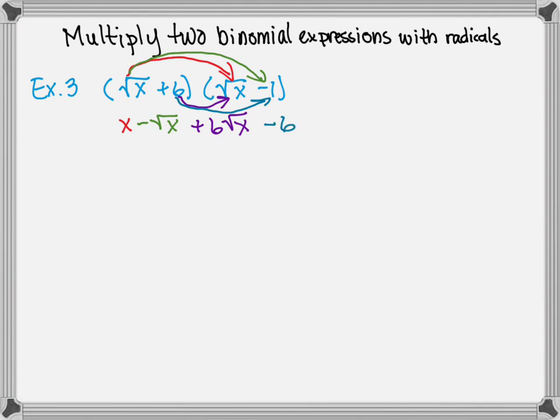And now I can combine my like terms. I only have one term that's just an x, so I have an x. I have one constant, so I have a minus 6. I have two terms that have a square root of x, so I can combine those. Negative 1 radical x plus 6 radical x gives us 5 radical x. So I have x minus 6 plus 5 radical x.